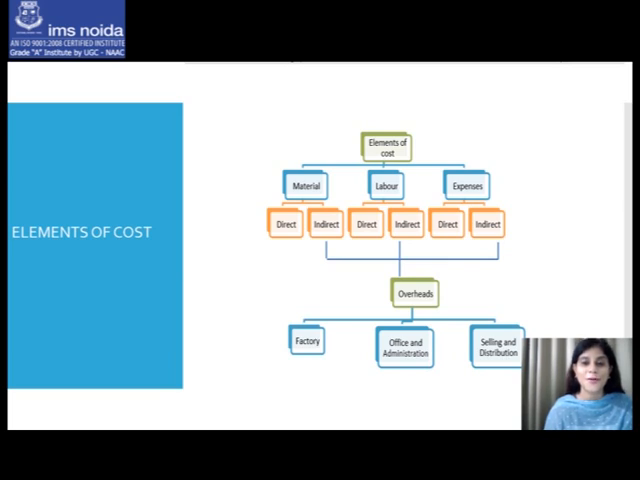So again, to conclude, I would like to say that elements of cost are of three types: material, labor, and expenses. They are again classified into direct and indirect. In case of material, direct material and indirect material; in case of labor, direct labor and indirect labor; and expenses, direct expenses and indirect expenses. Now, what are overheads? Overheads comprise all those expenses which are not directly allocated to a particular product or a cost unit, and these generally are made up of indirect material, indirect labor, and indirect expenses.